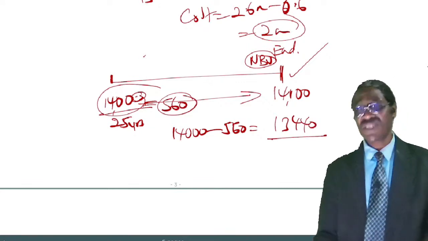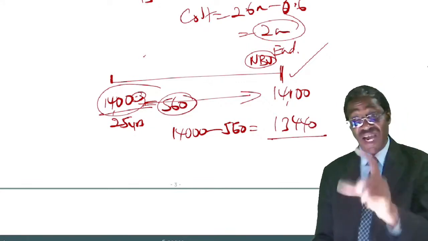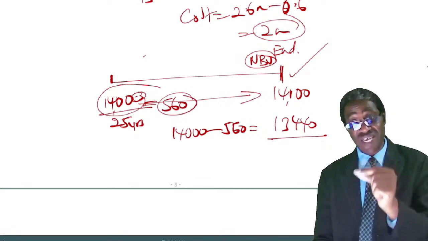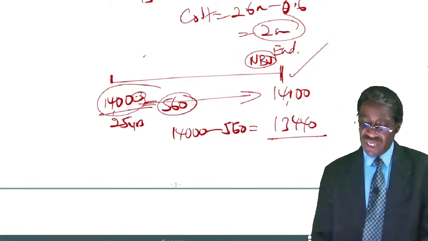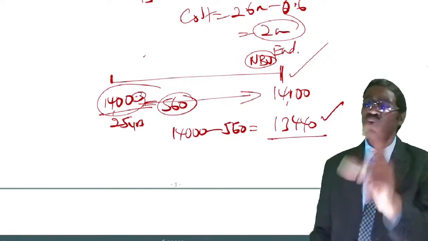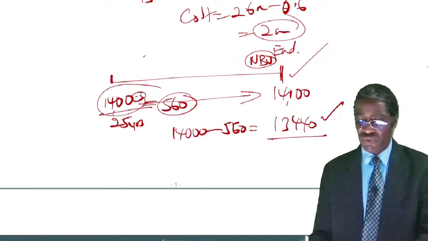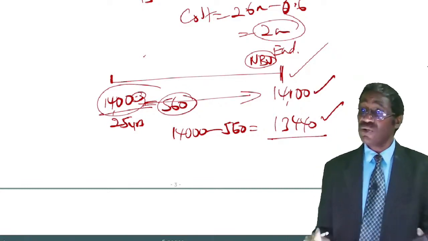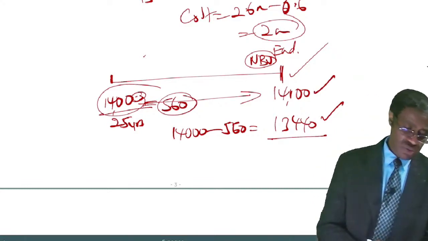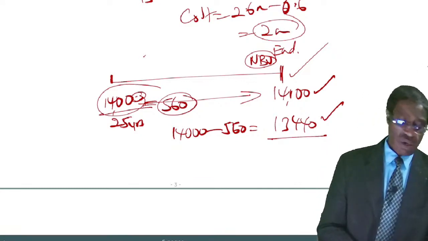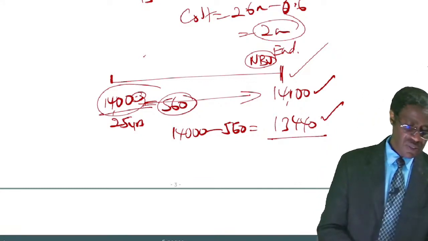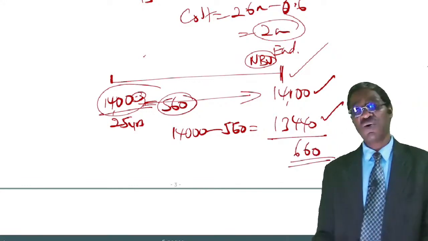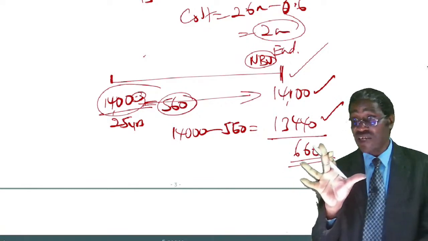Now, listen carefully, I can say the book value of the building at the end of the year was 13,440, but it was revalued to 14,100. So it is obvious there was a gain on revaluation. How much is the difference? That looks like 660. So that's how we shall treat that note.